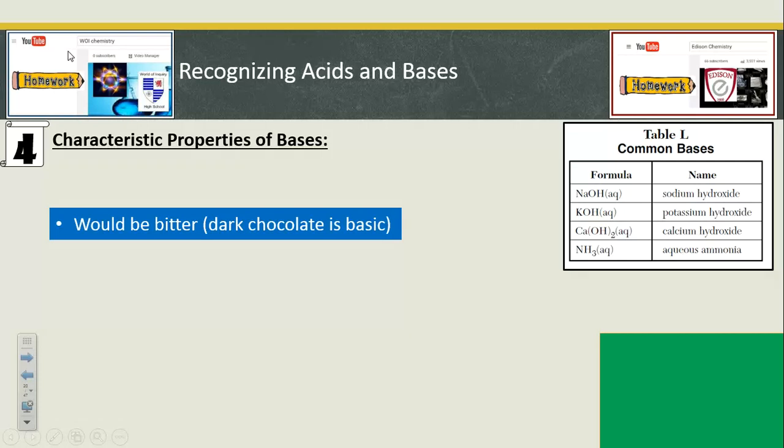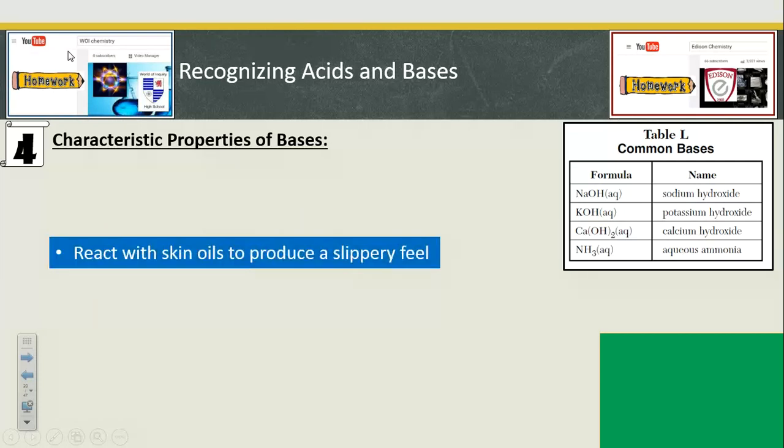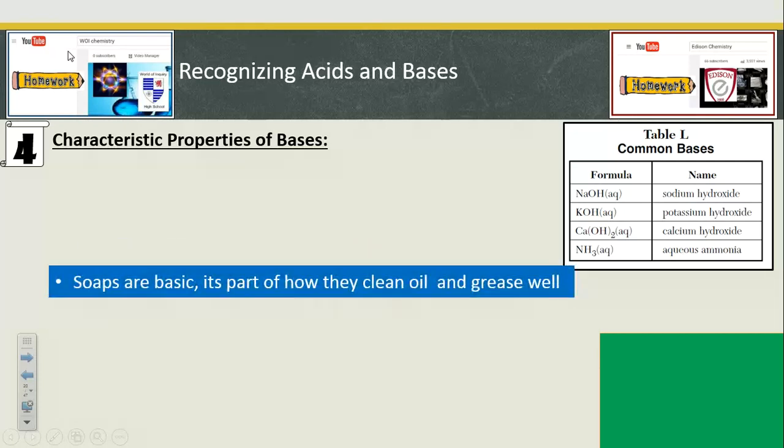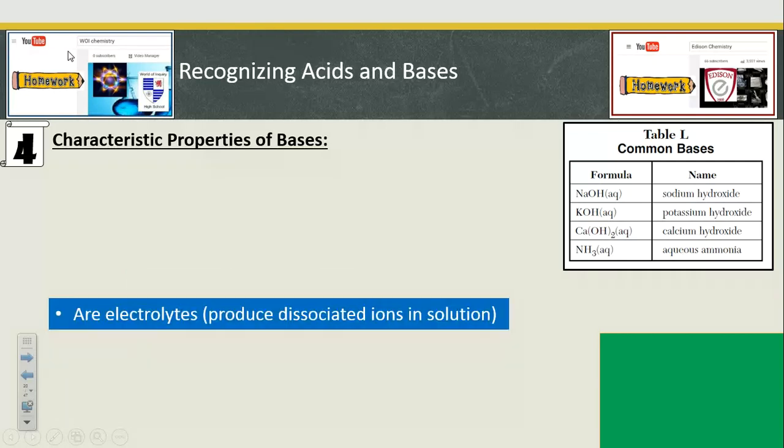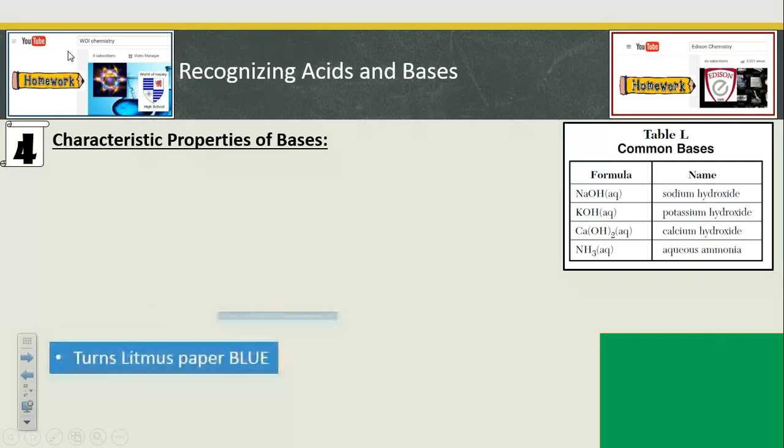Hydroxide ions at play. They react with your skin oils to make things feel slippery. So the base actually reacts with the oil in your skin to produce soap, which is slippery, okay? So that's that. Soaps are basic, so it's part of how they clean oil and greases so well. They react with the oil and grease and carry it away with the water. Again, like acids, bases are electrolytes. So they'll light up a conductivity tester when you test them.